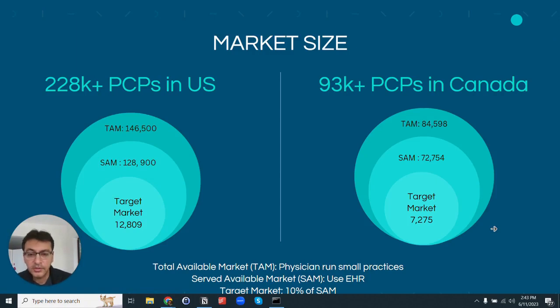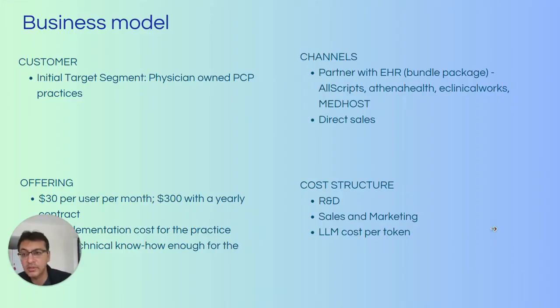PCPs represent a large segment of clinicians in the US and Canada with 228K and 93K physicians respectively. 50 and 90% of them in US and Canada respectively run small practices, and we conservatively estimate reaching 10% of them. With a small fee of $30 per month, this represents an annual revenue opportunity of 60 to 70 million.